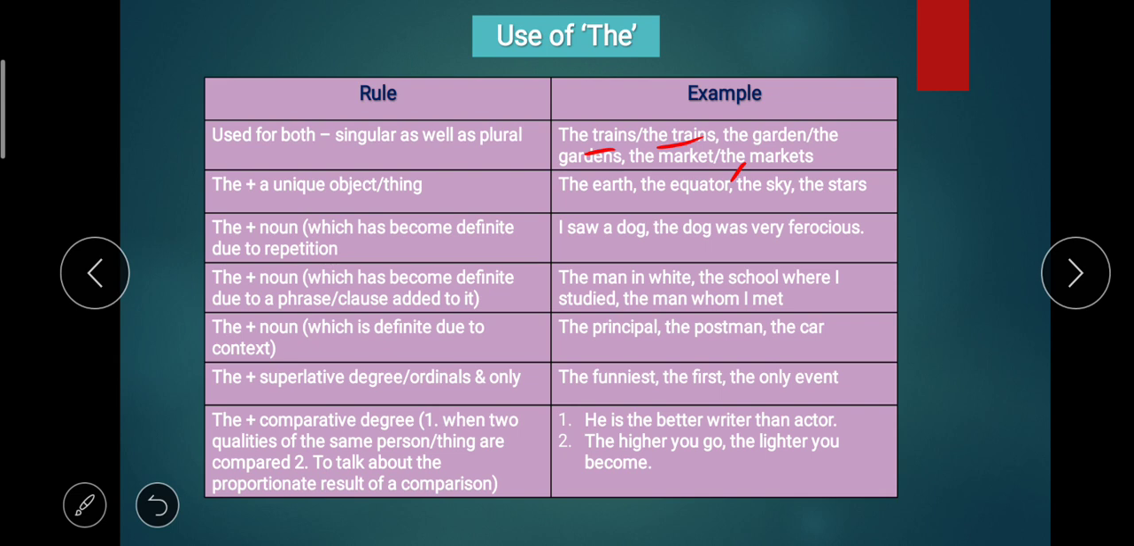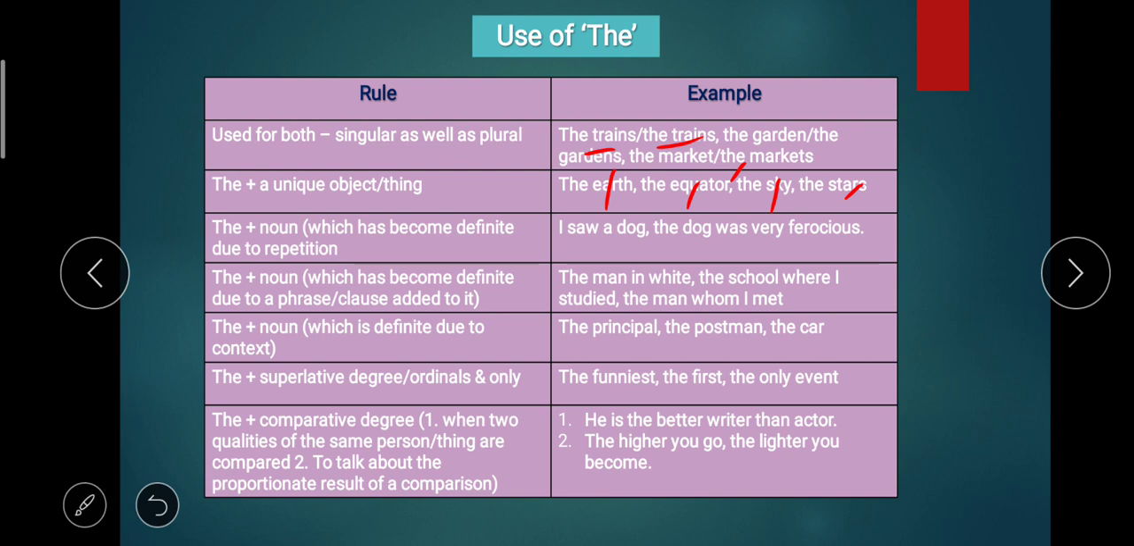Next one is the plus a unique object or thing, which is unique in itself, just one of its own type. There is nothing like it anywhere in this world. For example, the earth, the equator, the sky, and the stars. Earth is unique, one of its type. Equator, just one of its type. That's why the sky, then the stars. In this way we use the before unique things.